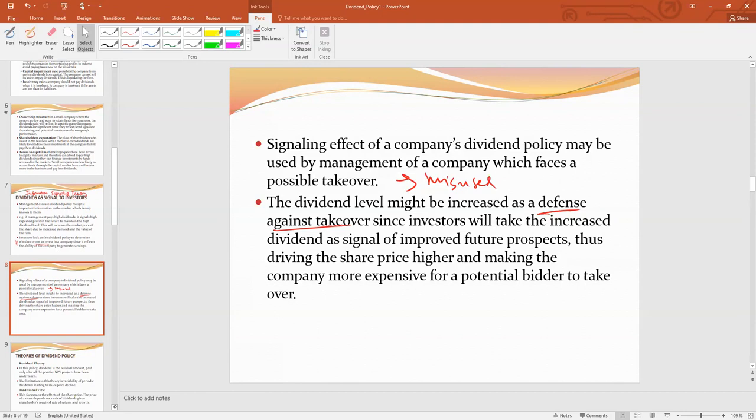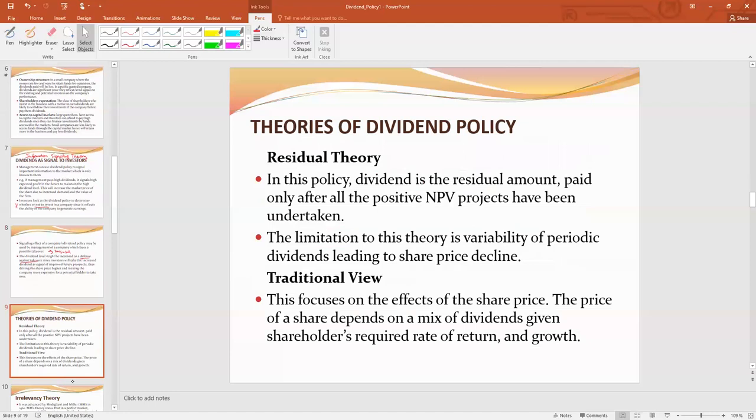So that's the first theory. The second theory is called the residual theory, which I think I've already mentioned. In this theory, the company management will have to consider what the potential investable projects are, where can we invest our money, you can invest in, I don't know, real estate, whatever it is. By the term investable, they are value-adding projects, they are positive NPV projects. Now, what are the available investable projects?